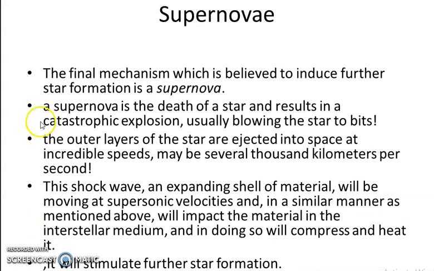And the third mechanism by which the star formation is being triggered is supernovae. So it's the final mechanism which induces the further star formation. So the supernova is the death of the star, and this results in a catastrophic explosion. Catastrophic means a terrible explosion. So this usually blows the stars into bits. ഈ explosion കൊണ്ട് stars ഇങ്ങനെ bits ആയിട്ട് മാറും.